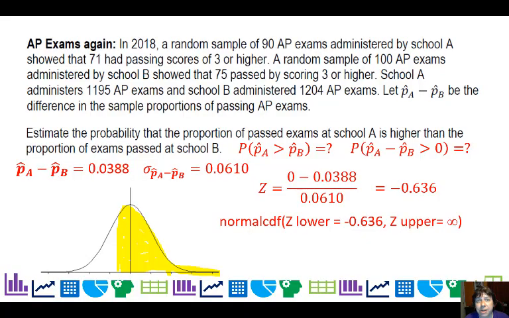So finally, using either a calculator or a table, you determine that the probability that School A has a higher proportion passing than School B is almost 73.76%. So three-quarters of the time, almost, School A is going to have a higher proportion than School B in samples we take. At least that's our estimate.